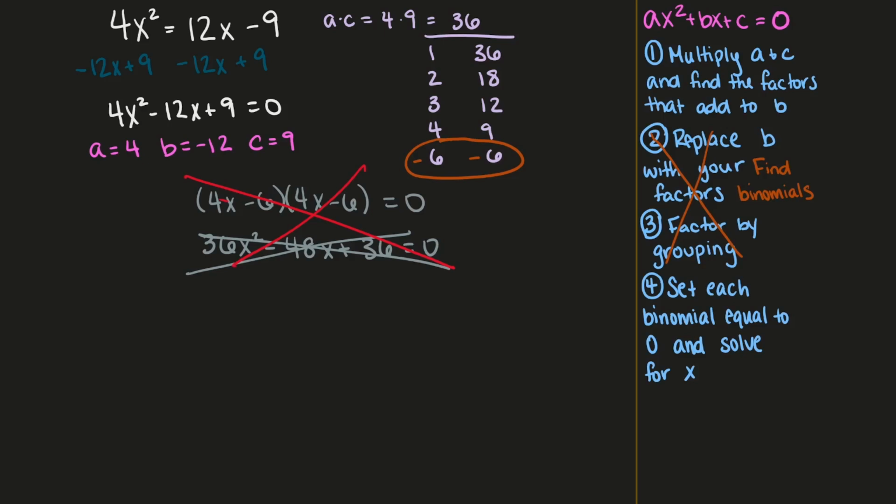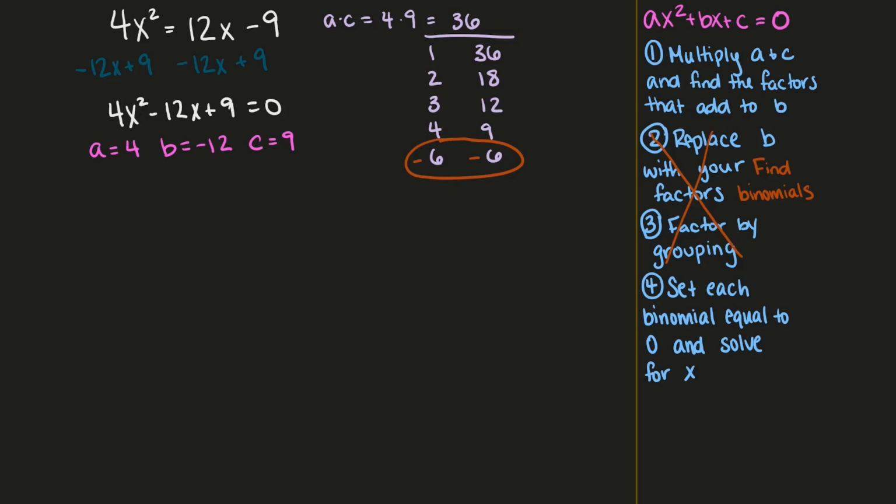Instead, whenever our a term is greater than 1, we basically want to come up with two fractions and simplify those, and that's going to give us our two binomials. So what we do is we take our a, 4x, and we put it over one of our factors, and then we take our a and put it over our other factor so that we can simplify this. So this is going to become our binomial. 4x over negative 6, when we simplify that, we get 2x over negative 3, and 4x over negative 6, we get 2x over negative 3 again.